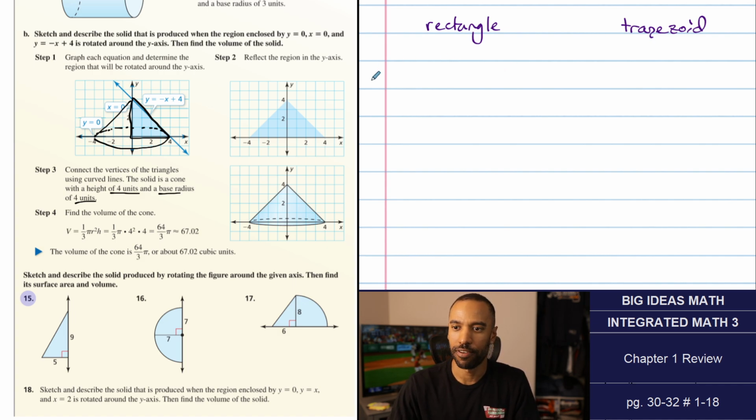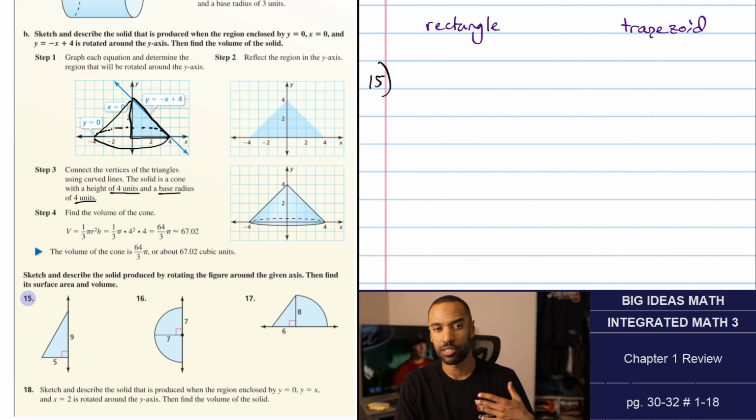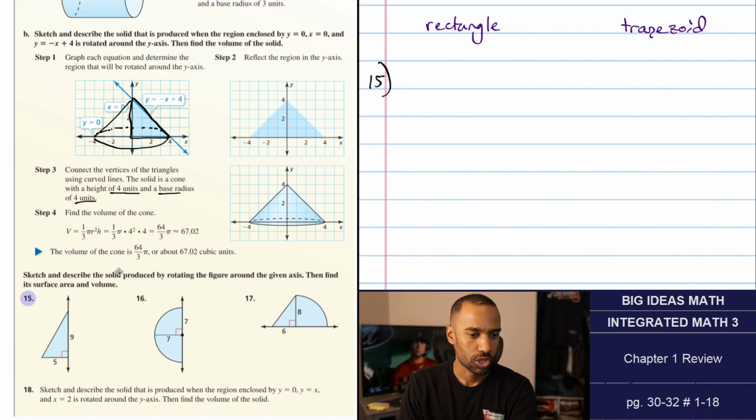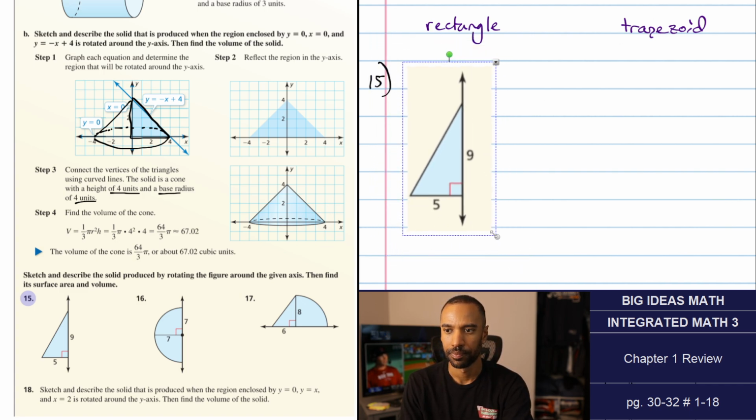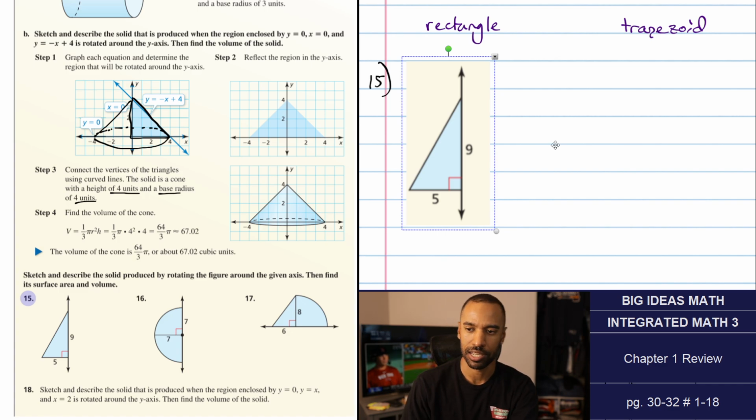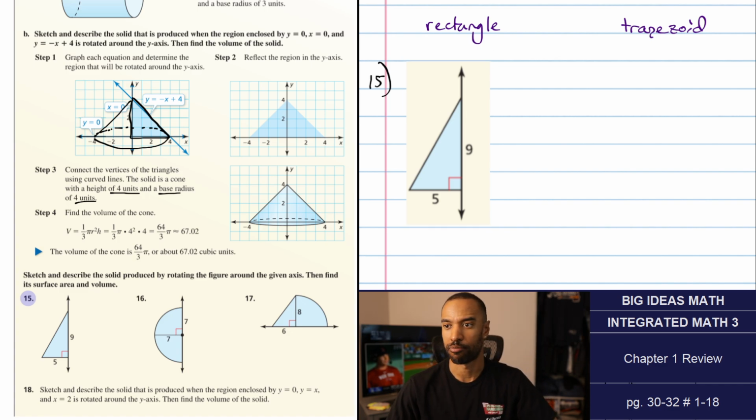All right, let's go to numbers 15 through 17 all together now, where I can copy and paste these. You might have to draw them. Sketch and describe the solid produced by rotating the figure around the given axis, then find the surface area and volume. So we're going to have a few things to do on these questions. Let's start with number 15. And it looks like number 18 is something to graph, so I will be attaching graph paper for you.